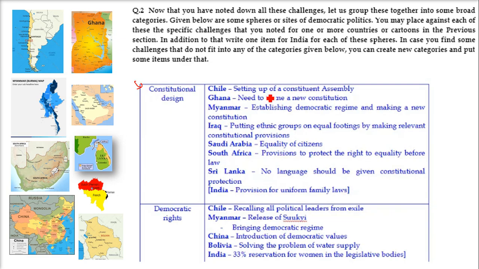So constitutional design. These are the maps or the locations of the countries which we just showed. Chile: the main thing was setting up of a constituent assembly. In Ghana, when it comes to constitutional design, it was the need to frame a new constitution. In Burma, Myanmar, establishing a democratic regime and making a new constitution. In Iraq, putting ethnic groups on equal footing by making relevant constitutional provisions. And Saudi Arabia, equality for all the citizens.